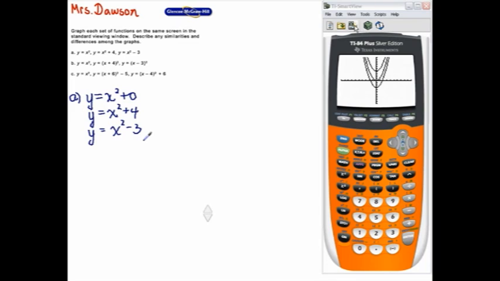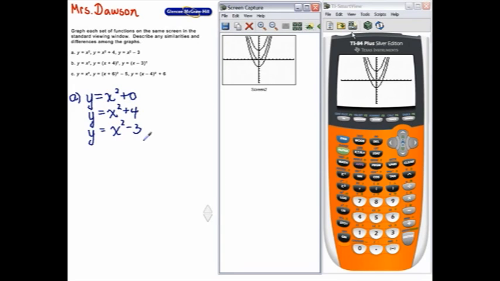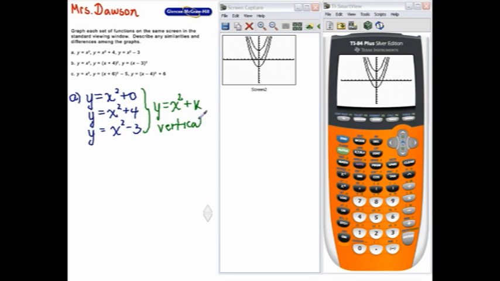Let's take a screen capture of part A. You can see that we have the general form of y equals x squared plus k. In other words, if we add the constant, we have a vertical shift.